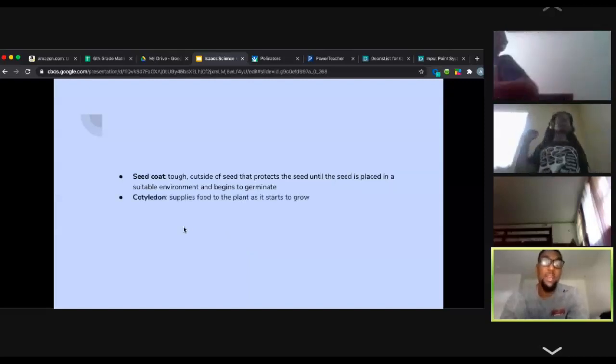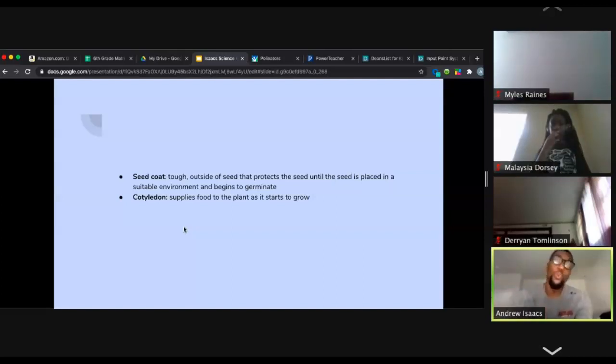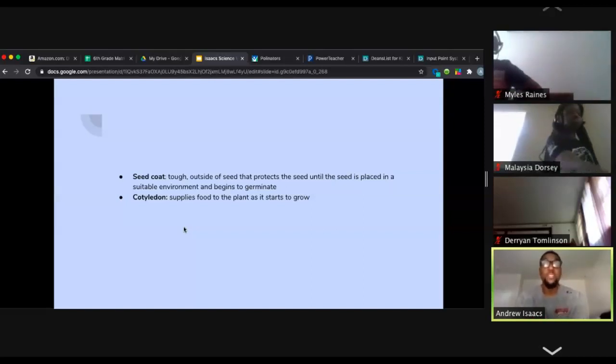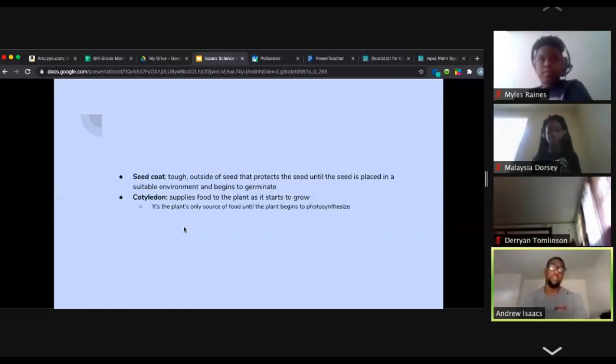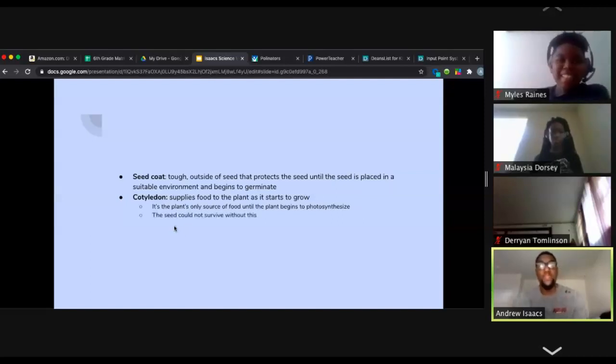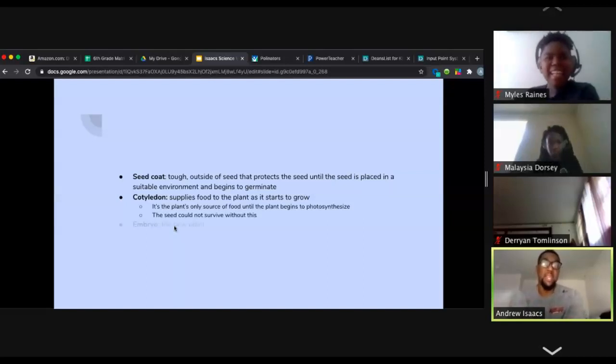The next thing that we have is the cotyledon. I'm sorry, I cannot even say that, but use Google, it'll say it for you. But we do have the cotyledon, which supplies food to the plant as it starts to grow. Very similar to the mitochondria inside of cells, this provides food for the seed until it can begin the process of photosynthesis, all right? It's the plant's only source of food until photosynthesis begins. The seed cannot survive unless it has this inside it as well.